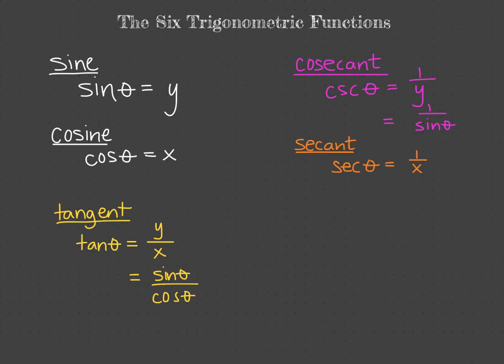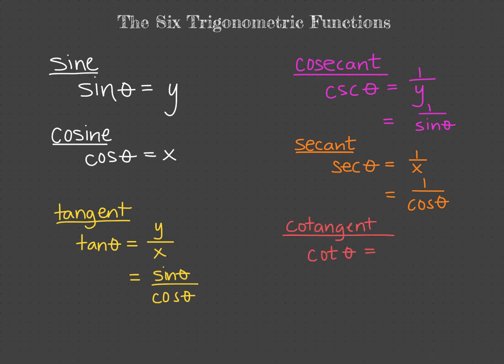Our next trig function is called secant, abbreviated SEC. The secant of theta is 1 over x. So it is related to cosine in the same way that cosecant is related to sine. They are reciprocals of one another, and similarly, we can rewrite the secant of theta, since it's 1 over x, as 1 over cosine. So they are reciprocals of one another. If the cosine of theta was 1/2, then the secant of that same theta would be 2.